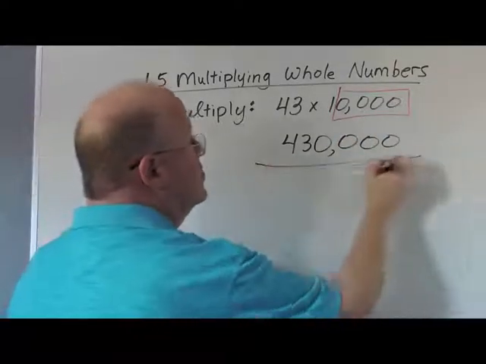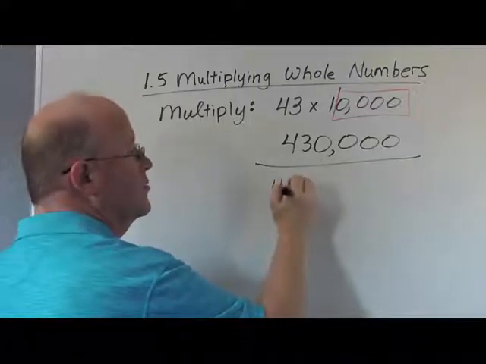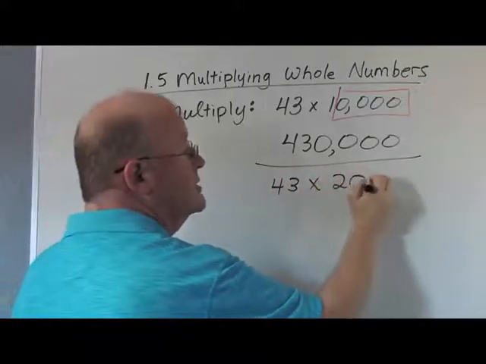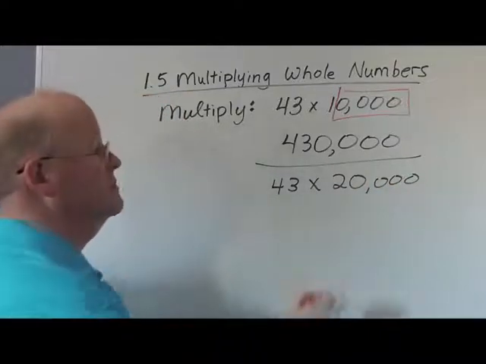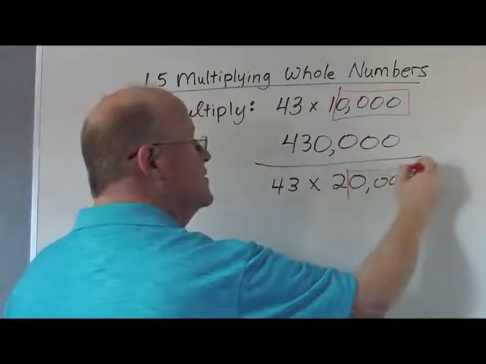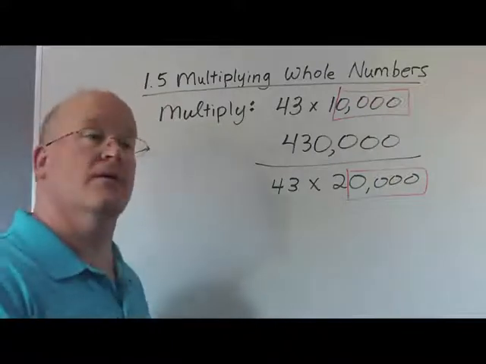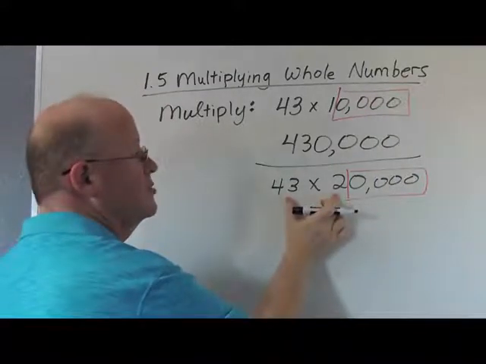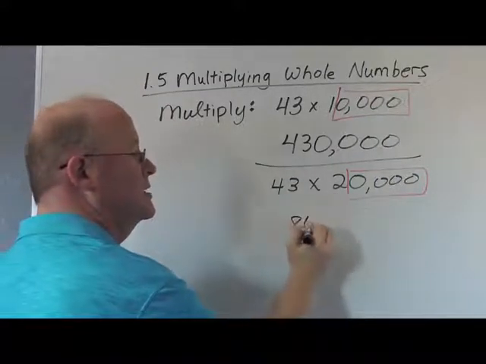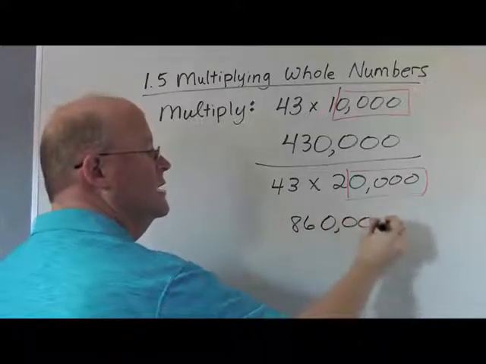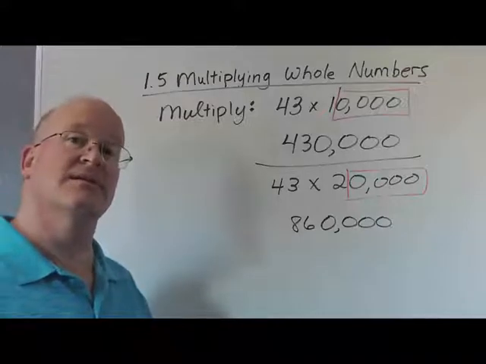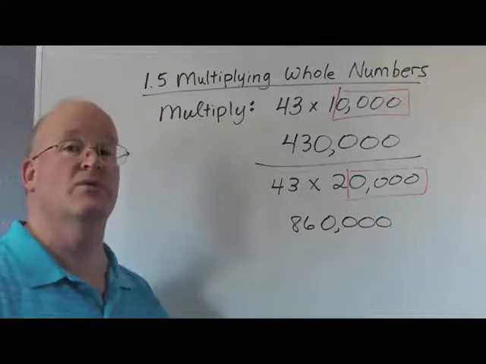Now, if I were multiplying something like 43 times 20,000, that's not a power of 10, but we can use the same principle. I can hold off these 4 zeros until later, take 43 and multiply by 2 to get 86, and then reattach these 4 zeros to get 860,000. That's a nice little quick way of doing multiplication.